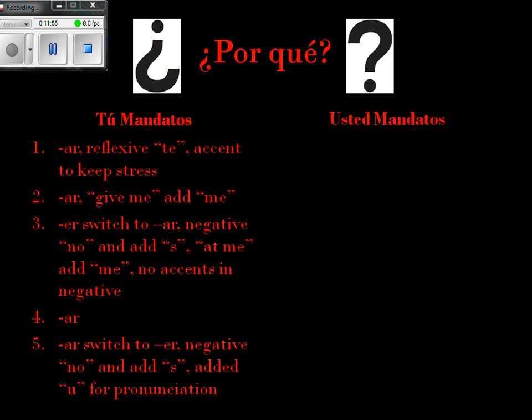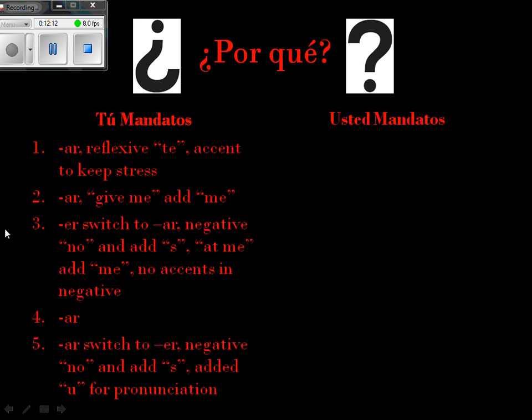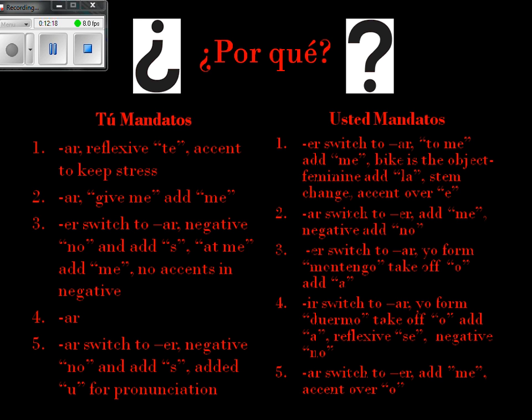For the AR, it's just regular toca. For number 5, AR switch to ER, and it's negative, so you add the no and the s at the end, and the u for pronunciation.